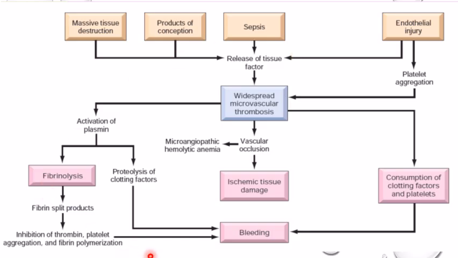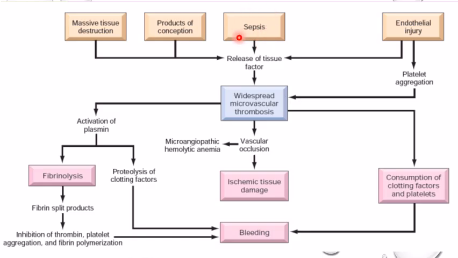This is a summary, a diagram from Robbins Pathologic Basis of Disease. It summarizes the pathogenesis of disseminated intravascular coagulation. When we have massive tissue destruction, like in trauma or burns, or obstetric conditions, where there is a part of the placenta, a product of the placenta. Placenta is rich in tissue factors.